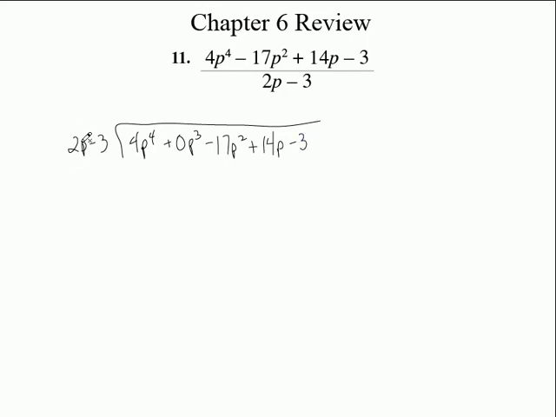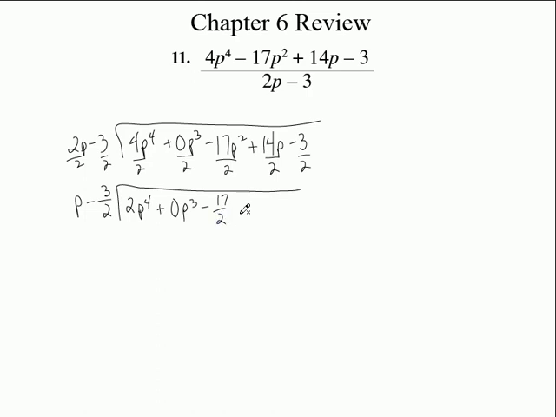Again, I need this coefficient to be a 1, so I'm going to divide everything by 2. So a lot of this is very similar to what we did earlier. A little bit of twist with that 0p cubed that we hadn't had before. Let's see what we get now. We get p minus 3 halves. You may not have to do all this right here, but that's going to be a 2p to the fourth, and that's just a 0p cubed. This is a minus 17 halves p squared. This is a 2 goes into 14, 7p, and then minus 3 halves.